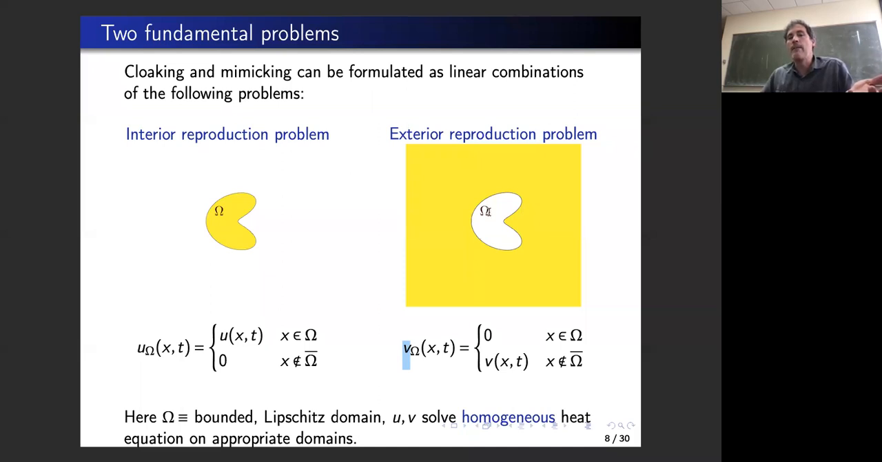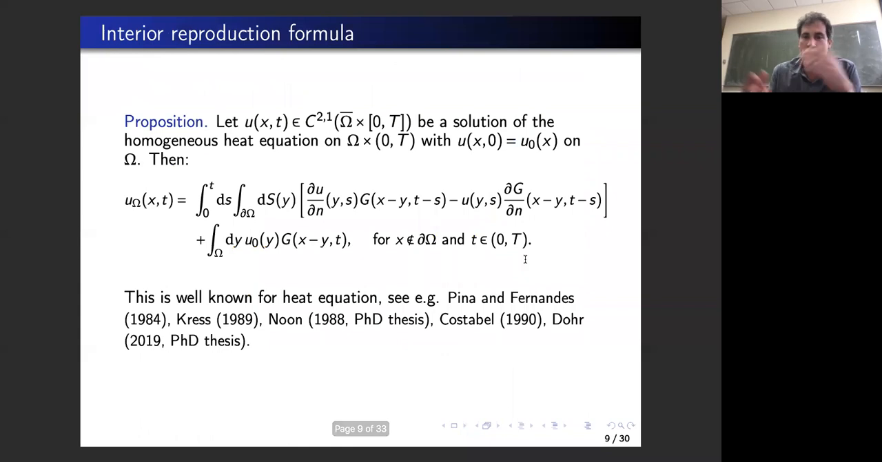And the question is, can I reproduce this field in this yellow region, and of course to infinity, from adjusting monopoles and dipoles, let's say, on the surface in here. So these problems can be solved by using essentially Green's identities. This is a very well-known identity for the heat equation in here. So let me parse it because there's a lot of things going on in here.